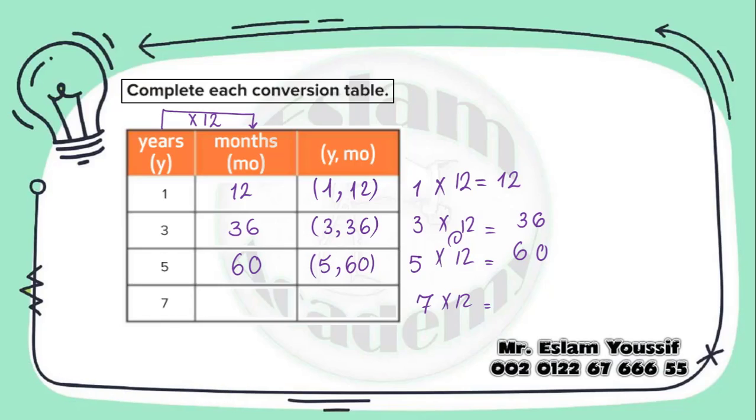Now we have 7. 7 times 12. 7 times 2 equals 14. 4 and carry 1. 7 times 1 equals 7, plus 1 equals 8. So it will be 84. So the answer will be 7 and 84.